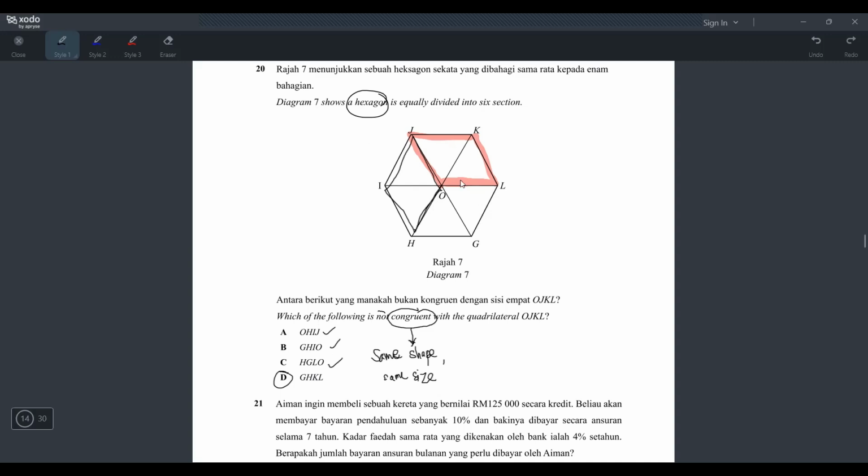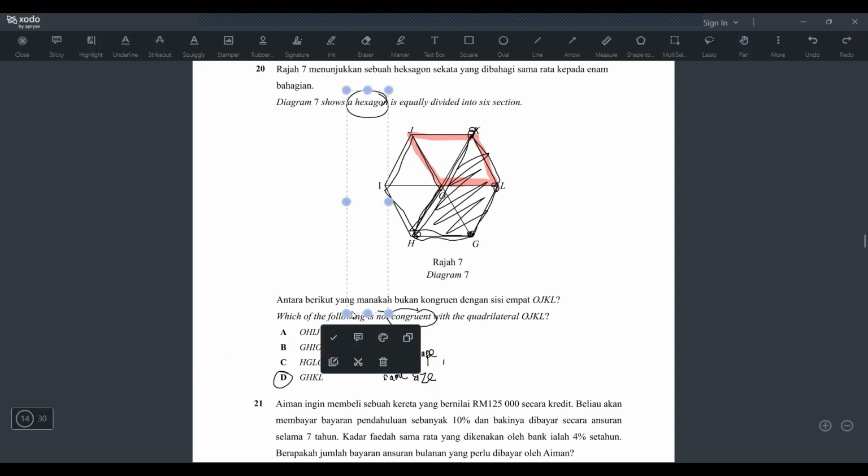Why GHKL? Let's see, where is GHKL? GHKL. Okay, this one is obviously not congruent, because this shape is not the same size. This is like a trapezium shape, but the original red one looks like a parallelogram. So they are not the same shape, and they are not the same size. So D is not congruent. They ask which one is not congruent, right? D is not congruent.